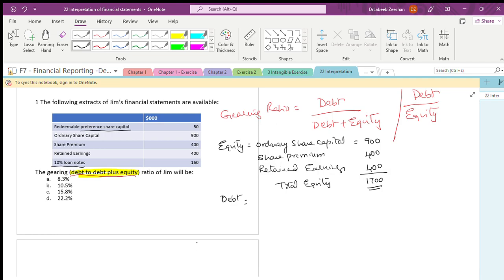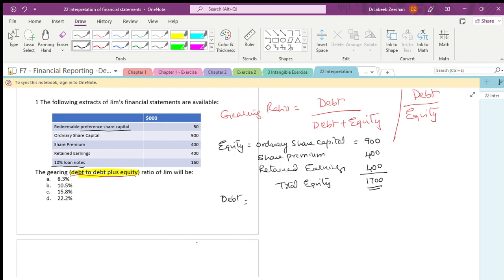Debt is how much? Here we have to see, usually in normal situations, whenever they give you preference share capital and loan notes, in normal circumstances it has to be next to equity. If it is next to the equity, usually it will be added to debt, because it is not on par with equity at any point of time. It cannot be equal to share capital.